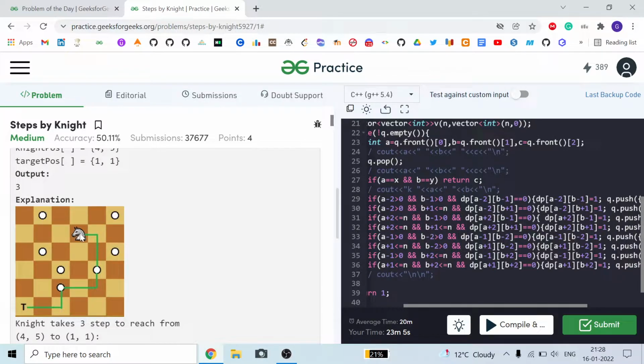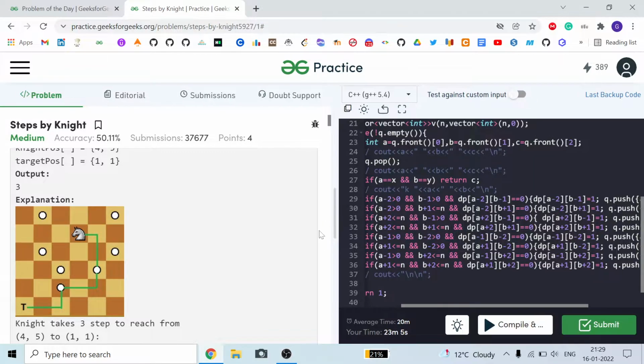So our knight can take a move two steps in this direction, then one step, so it can be here after one move, or it can be here. It cannot take two steps in this direction, so we neglect the steps in that direction. It can also go two steps here, then here. And we have to sort out the minimum number of steps it will take to reach our target.